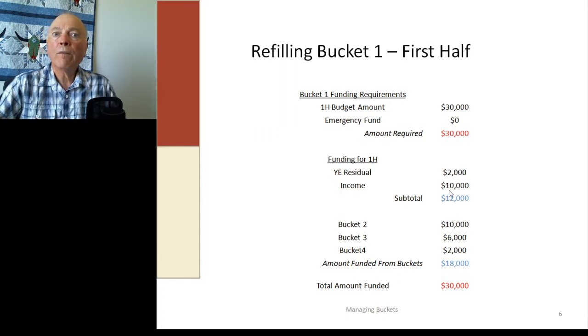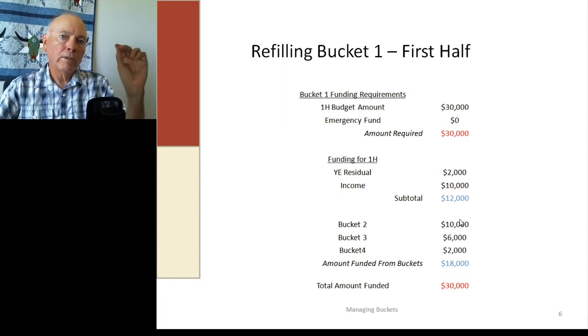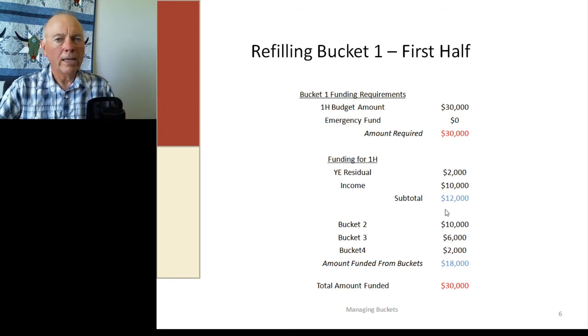So where does the rest come from? Well, we actually take money in sequence out of buckets 2, 3, and 4 in that priority. So again, there's discretion here. It doesn't have to be too, as I said, too exact. You have a lot of discretion here. But in this case, we're taking $10,000 out of bucket 2, which could be from bond interest or a bond principal that's maturing, or we sold some bond funds, some shares out of our bond funds.